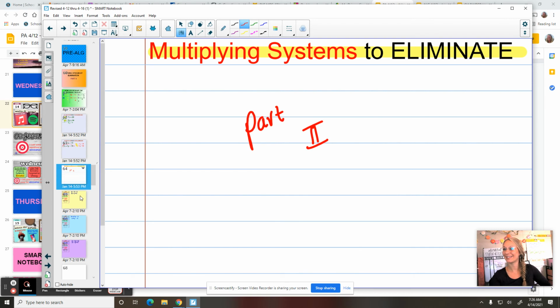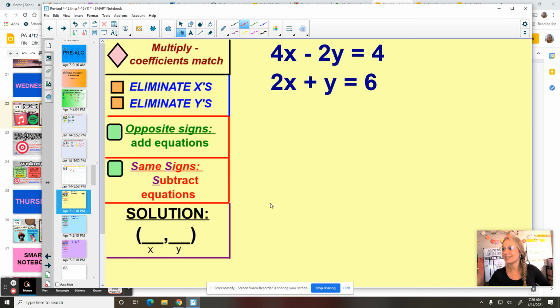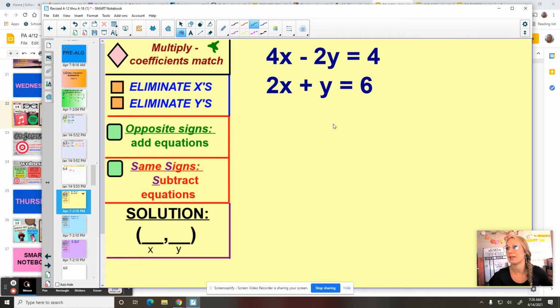And here we go. Here's example number 1. Notice our checklist stayed the same, but we added our new step right here where we have to multiply one or both of those equations to get our coefficients to match. Okay, so look at right here. Question number 1, do you have variables that match? Can we eliminate right away? I see a 4x and a 2x, and I see a negative 2y and a 1y. So it doesn't look like it, which means that we're going to have to multiply.